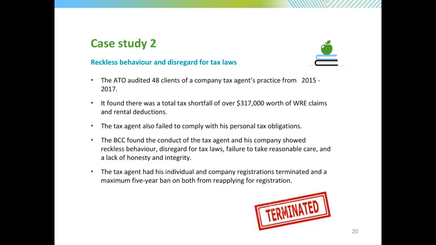The third case study is interesting because it involves a tax agent who assisted clients in setting up labour hire entities with straw directors, the classic sort of Phoenix behaviour. These behaviours included lodging BAS and claiming input tax credits where there was a failure to remit the GST. There was a failure to remit the PAYG amounts and super guarantee.